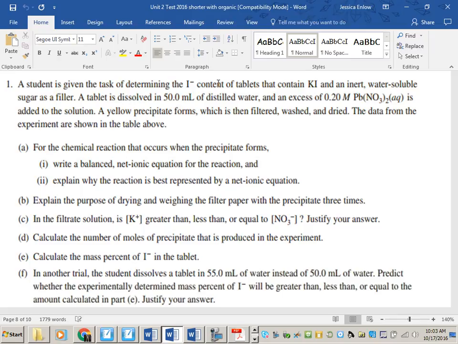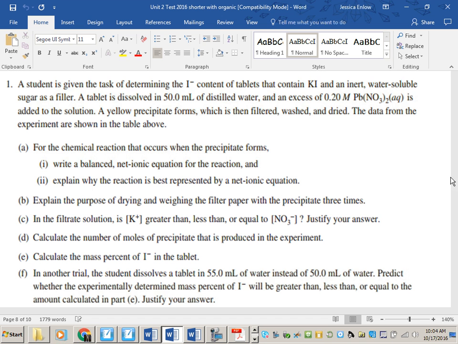And also your phrasing does matter. For me, it doesn't, but for the AP exam, they said this is K plus greater than, less than, or equal. So say K plus is less than nitrate. Don't say nitrate is more than K plus, because that's just the way it's phrased. They want you to answer the question.